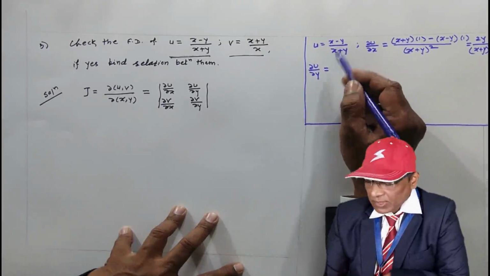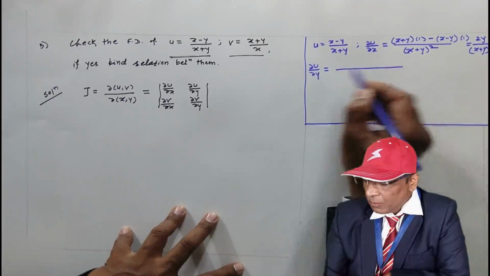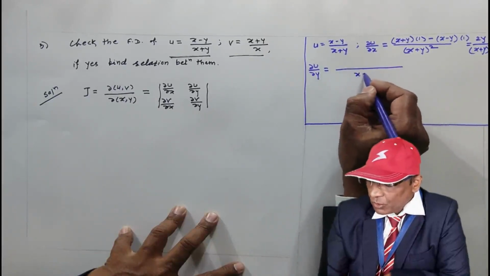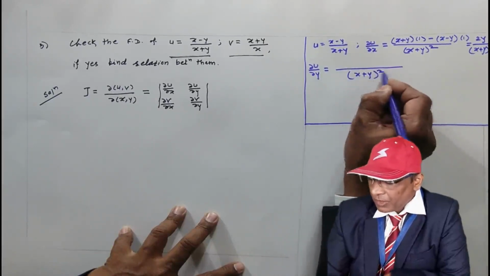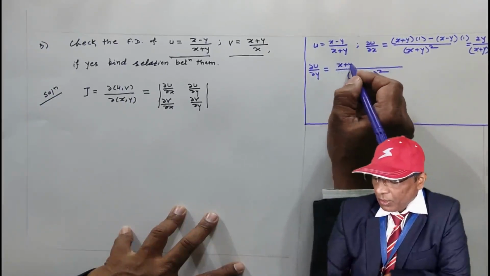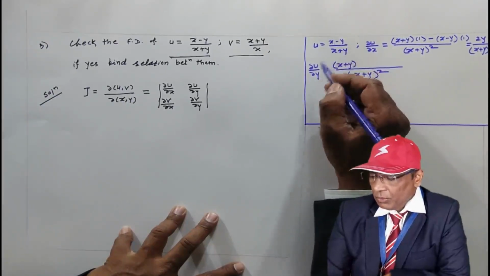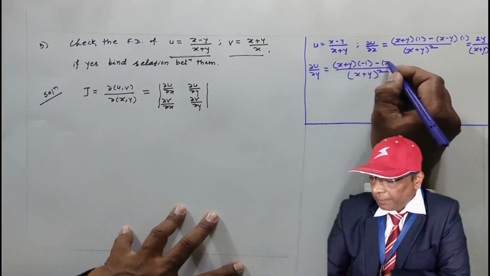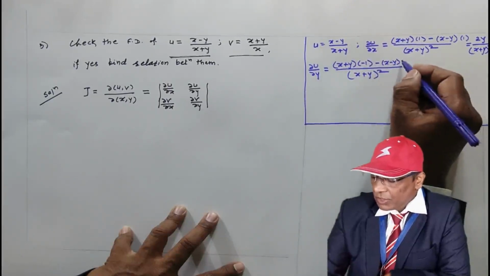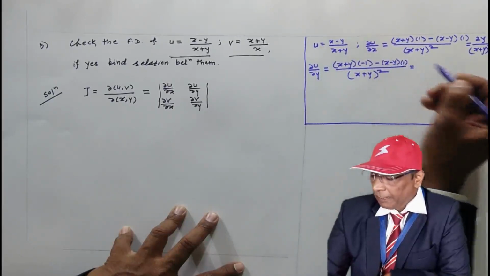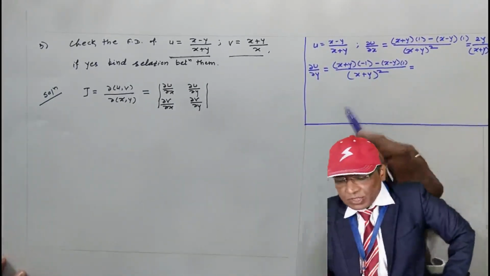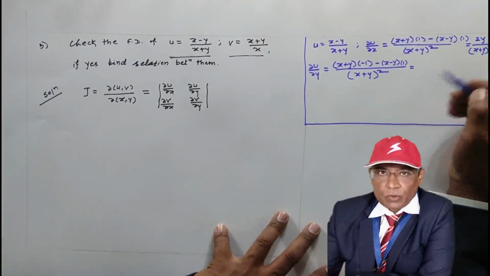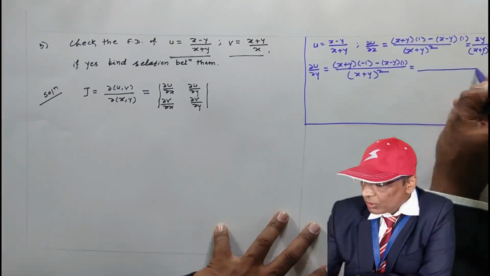Take derivative of u with respect to y, keeping x constant, but y is present in numerator as well as in denominator. Therefore, use quotient rule of the derivative. Denominator square, here denominator, derivative of numerator with respect to y minus numerator, and derivative of denominator with respect to y is 1. Okay, I am not explaining much because sufficient practice on partial derivatives is done now. So partial derivative of complicated function you have found.